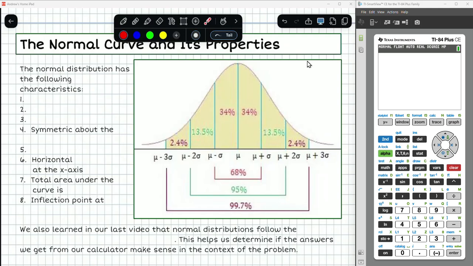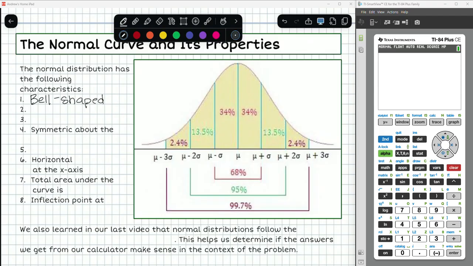Hi, in this video we're going to go ahead and look more closely at the normal curve and its properties. So first, we already know that this curve is bell-shaped. We've seen that in a previous video, and we can see it in the picture on the right.